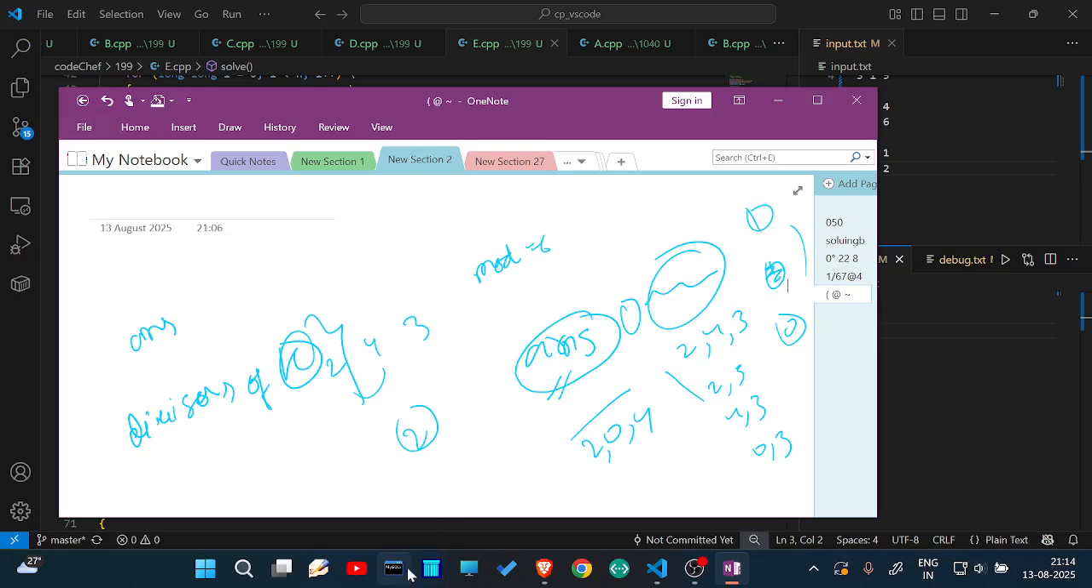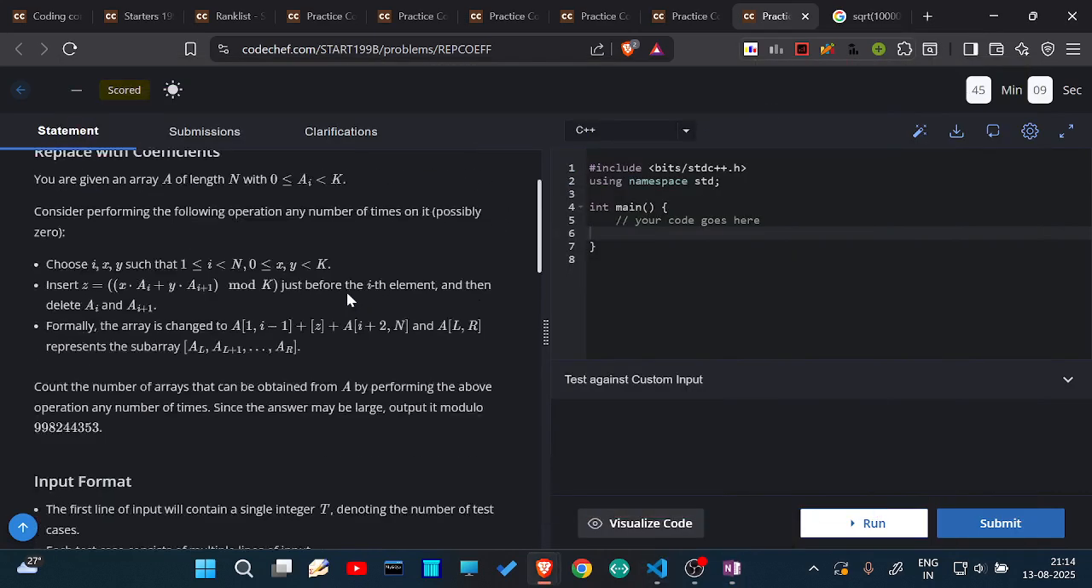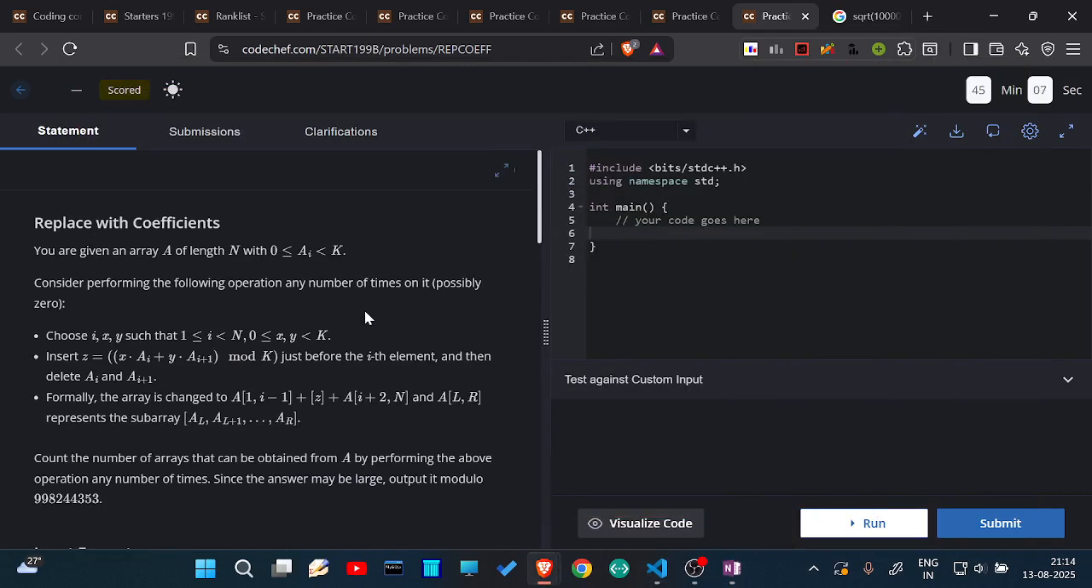Okay, okay, okay. I can erase. Sorry, sorry. Okay. No, no, no, erase. Implementing this is not complex, but understanding this problem is difficult.